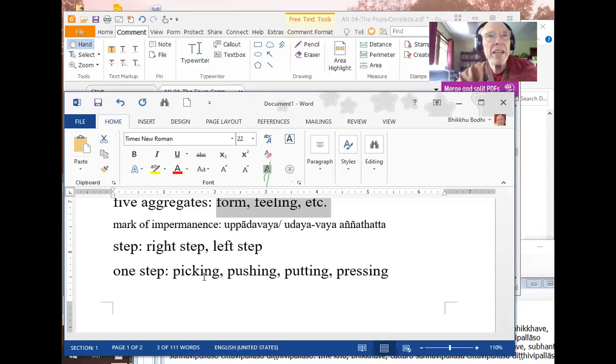And just as the picking, pushing, putting, and pressing, the physical acts, come to an end, so the observation, which involves a feeling, a perception, an intention or volition, and the awareness or the consciousness, all of that is involved in the observation. That also arises and comes to an end. And so one starts to see the impermanence in the mental aggregates.